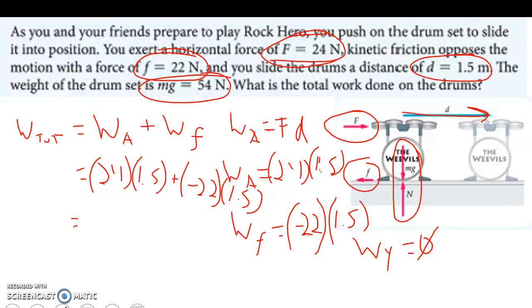When we do all this, and you can do the math on your calculator, you will get the answer of 3 joules of work being done. So I'm only doing 3 joules of work. Hopefully this makes some sense to you. Again, if you have questions, I'm always around.